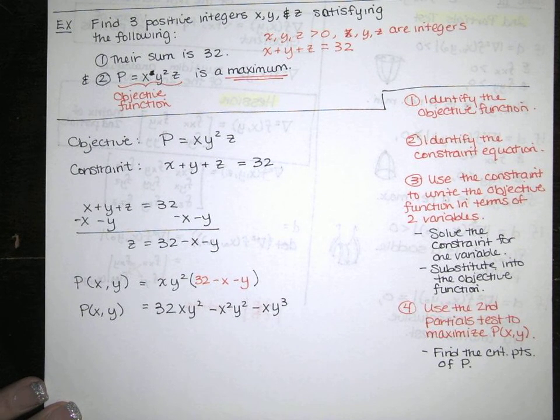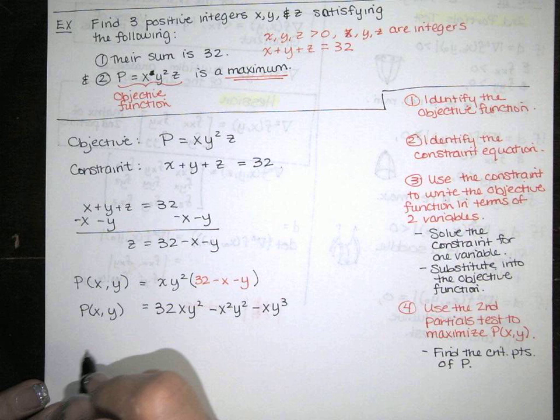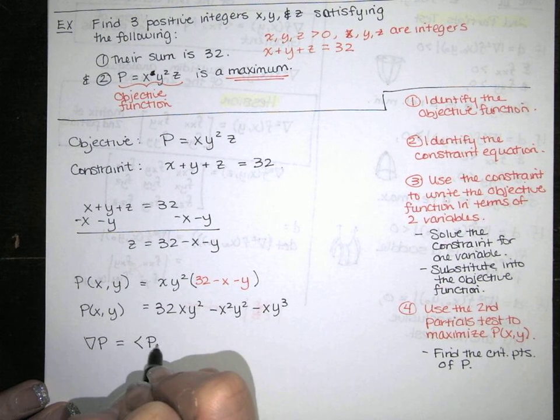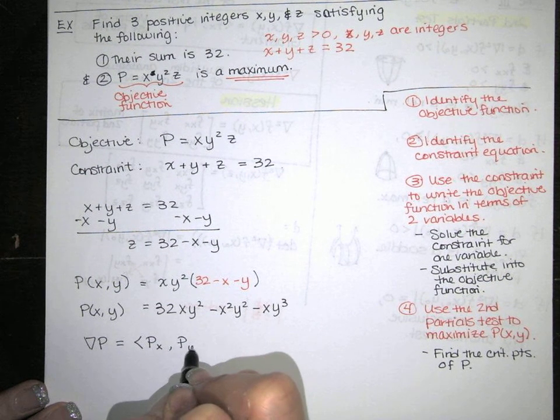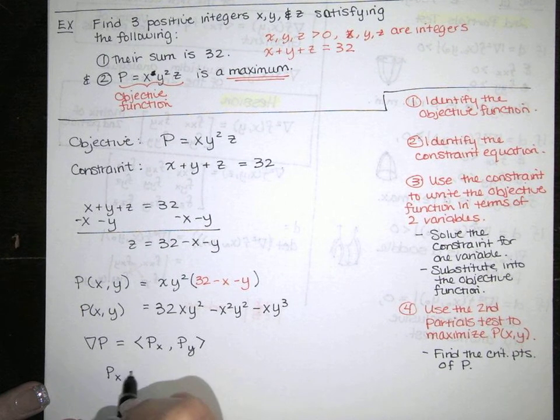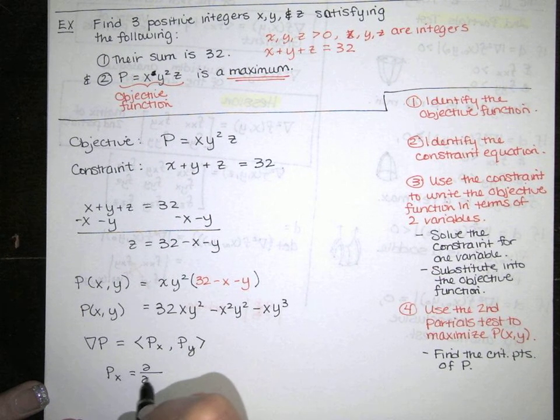And the way we find the critical points is we find the gradient of p and we set the gradient of p equal to 0. So we need the partial of p with respect to x and the partial of p with respect to y, and we need both of those to be 0 at the same time for this to be the 0 vector. Okay, so I'll find the partial of p with respect to x first.